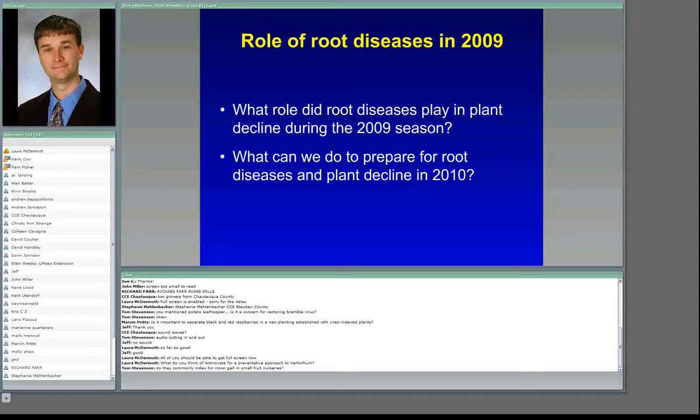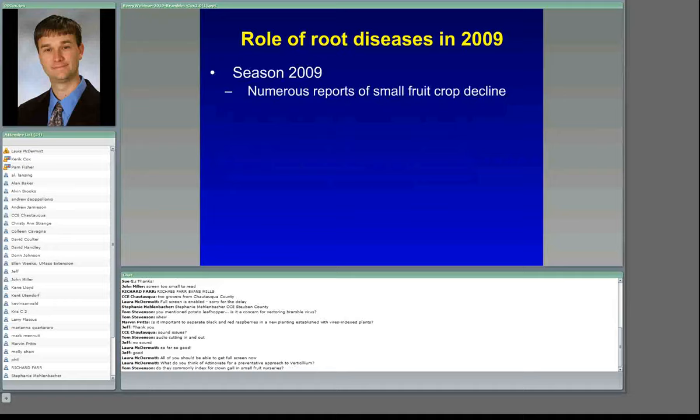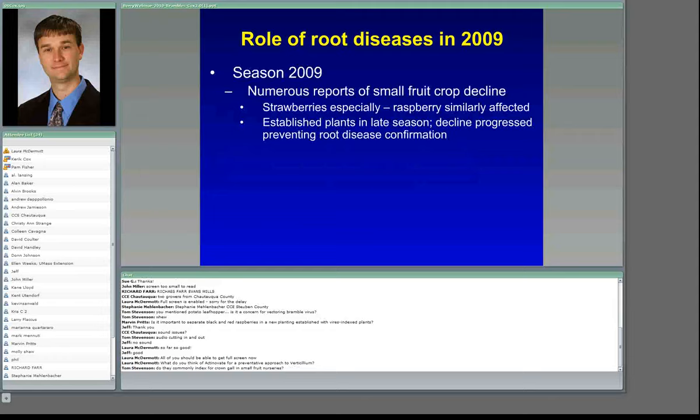In 2009, I got a lot of reports of small fruit decline, especially in strawberries, but some in brambles and raspberries as well. Unfortunately, these all happened in the late season, and in many cases, decline progressed to a point where it was difficult to confirm root disease. However, we did find several indications of verticillium wilt and phytophthora and, of course, winter injury, so that was somewhat surprising. In the last 3 years of my appointment, we've seen very few instances of this, and 2009 was especially a bad year for becoming aware of these problems.